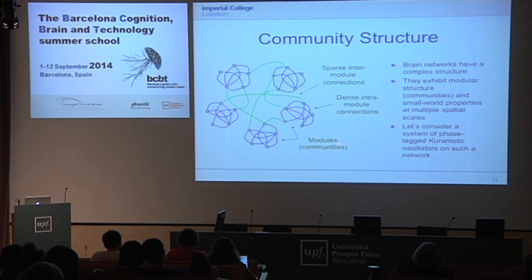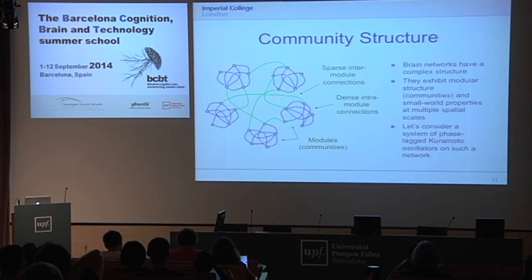I started to look at modular networks or community structured networks. This is the kind of network that I'm interested in. What I mean by a network here, in the context of the oscillator model, is that each of these nodes is one oscillator, and each of these arcs represents that the oscillators are coupled. So many of the oscillators in my networks are not going to be coupled at all. And to the extent that they are coupled, they conform to this community or modular structure.